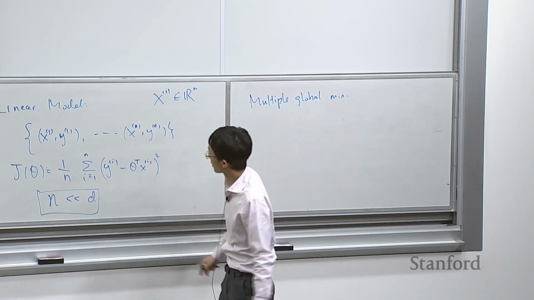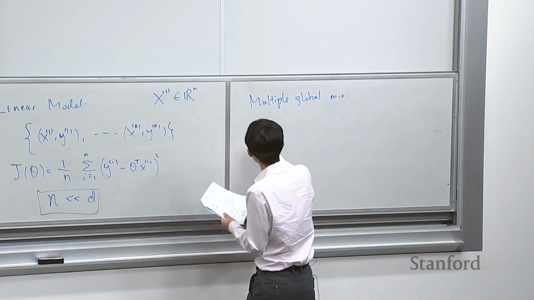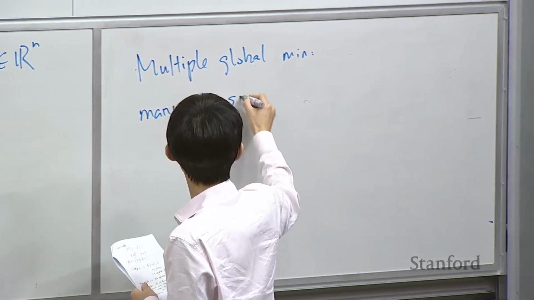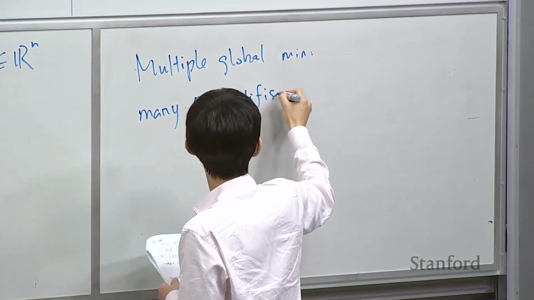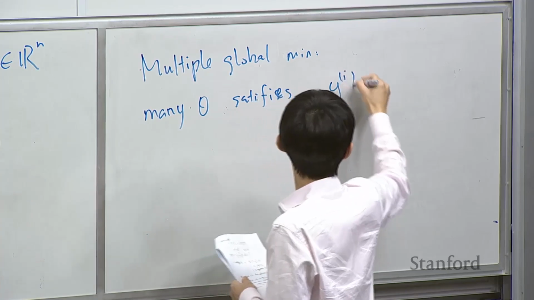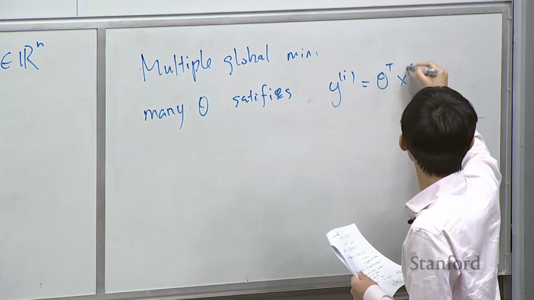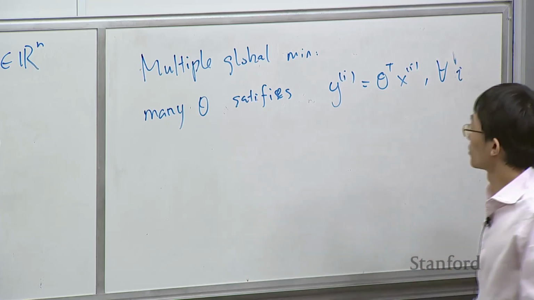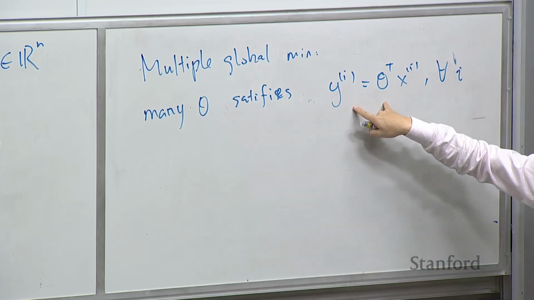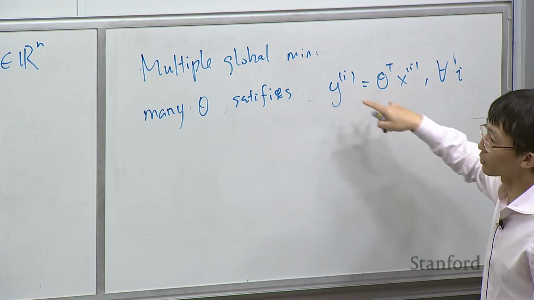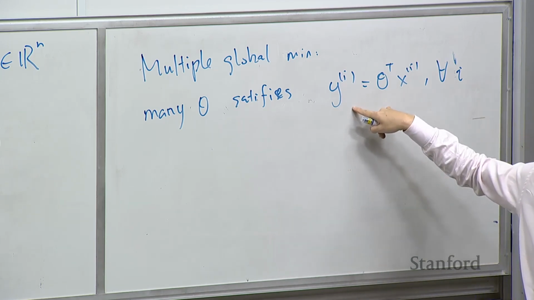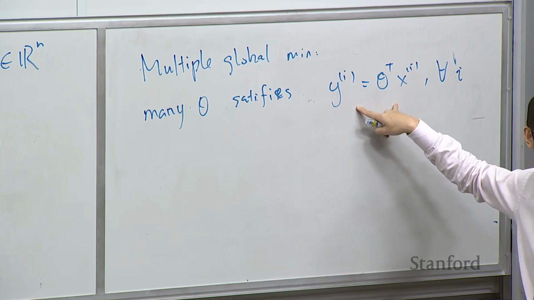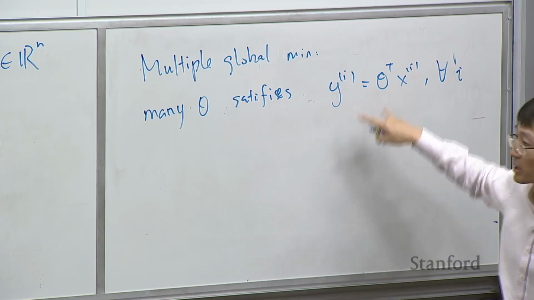Why? Because I'm claiming that there is a theta such that y_i equals theta transpose x_i for all i. Why? Because this is the equation that makes the training loss 0, which means a global minimum. If you have all of this equality, then you are at a global minimum of this training loss.